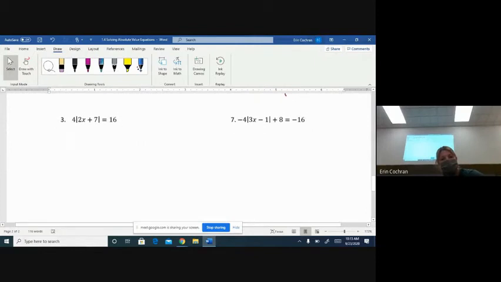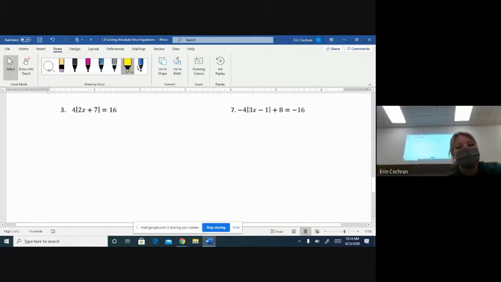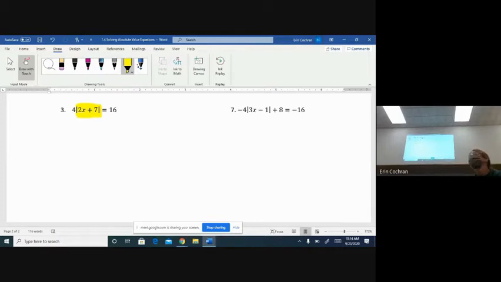All right, number 3 here. Looking at my absolute value, which is 2x plus 7, is that isolated? No, because we have that 4. So how do I get rid of that 4? We divide it. We don't distribute it because this is not a parenthesis, it's absolute value. Okay, so the 4's cancel, and I have the absolute value of 2x plus 7 equals 4.